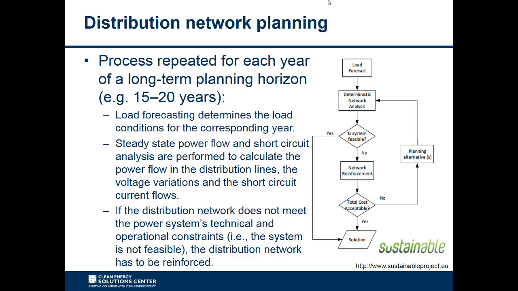Normally, the distribution companies repeat this period every year, so they are updating the planning every year and using the information which is going to be discussed now. The first step is the load forecasting, which determines the load conditions for the corresponding year. The distribution companies have forecasts. They are looking at how the demand is changing, normally it is increasing, but not always. So this allows them to do calculations on the future demand.